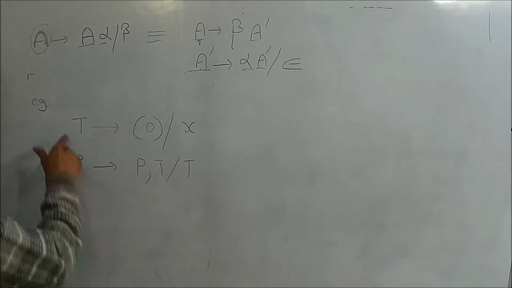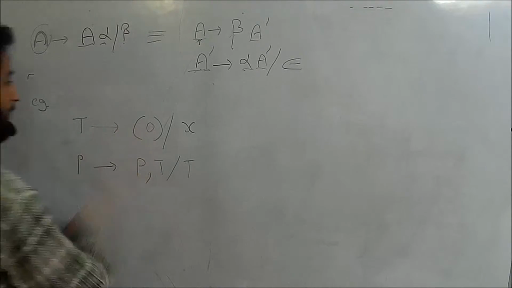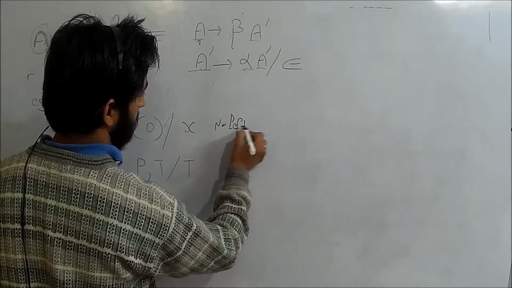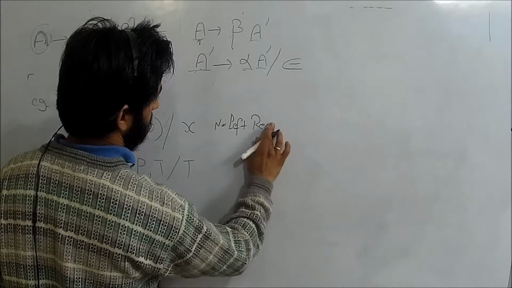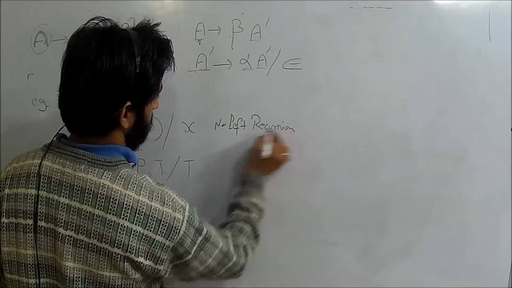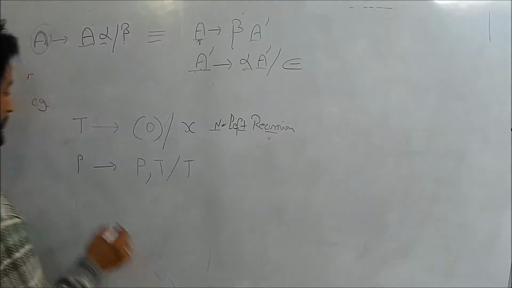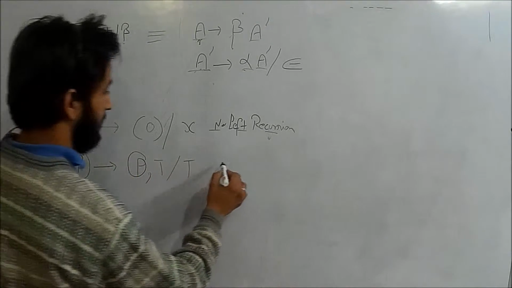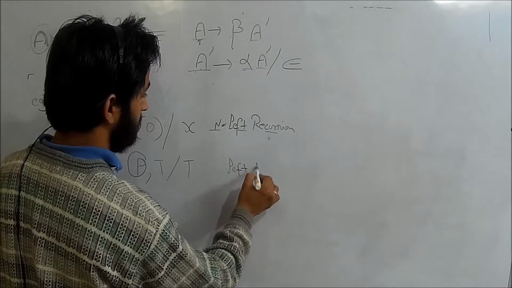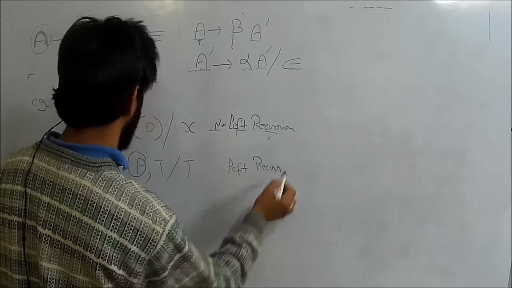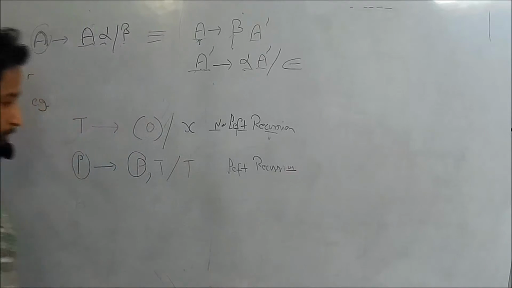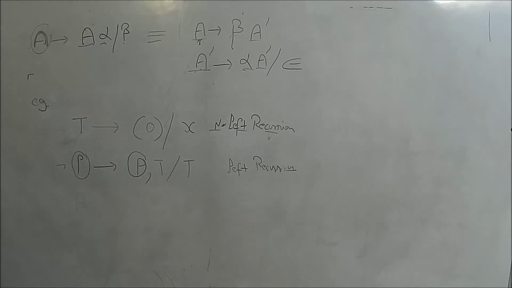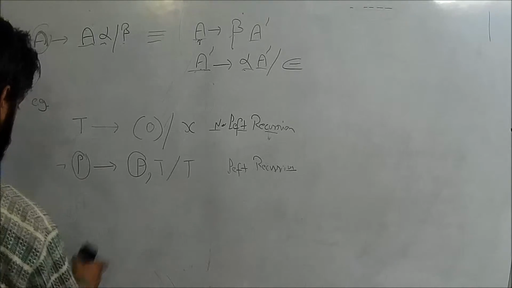So we have seen that in this line, we have no left recursion. But in this case, this one and this one are same, so it has left recursion. Okay, so now we will solve this left recursion. So let us do this.